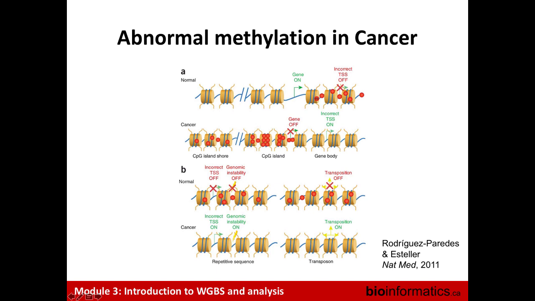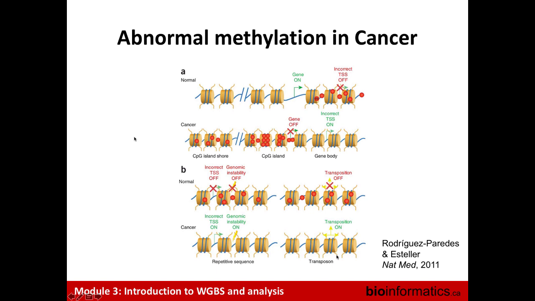And then going back to repetitive sequences and transposons, again, the normal state is to have high levels of methylation in those regions to control and prevent expression of these elements that can lead to new insertions and damage. So again, in cancer, you lose methylation in these regions, which leads to, again, aberrant transcripts or transposition events in some cases.